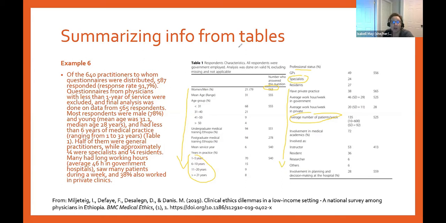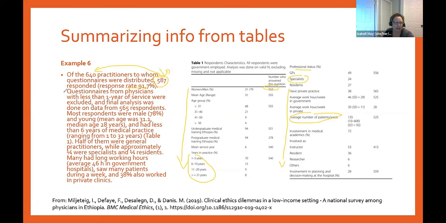So what the authors are doing here, so of the 640 practitioners to whom questionnaires were distributed, so and so many responded, response rate 91.7. Personally, I wouldn't have put this number here. I would have just put the percentage, but at least I put the percentage here, because percentages are easier to understand more quickly, like what's the relationship between this number and this number. So I would have maybe said out of the 640, so many percentage responded, and then the response rate here was 91.7.